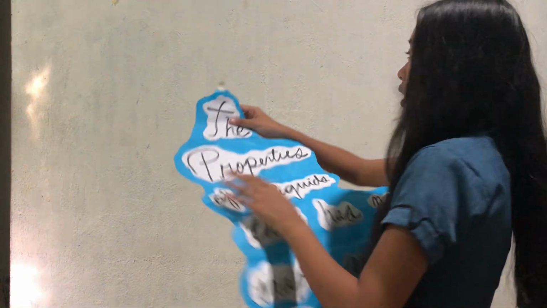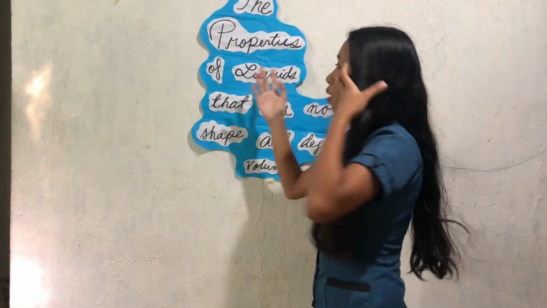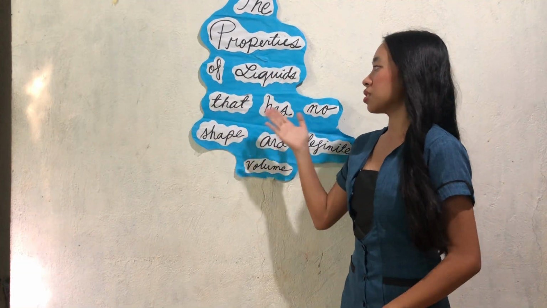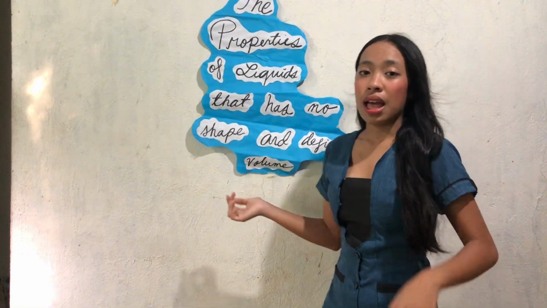And now, let's have our objective. Our objective is the properties of liquids that has no shape and definite volume. But before that, let's have an activity. Okay? And now let's start for our first activity.